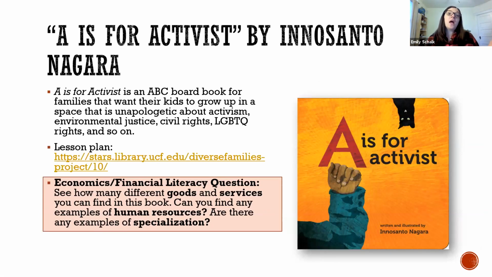All right, so again, another alphabet book. So again, this would probably be for K through 2, 3, and this is called A is for Activist, by Innosanto Nagara. And I'm going to go ahead and play a little bit of that for you.